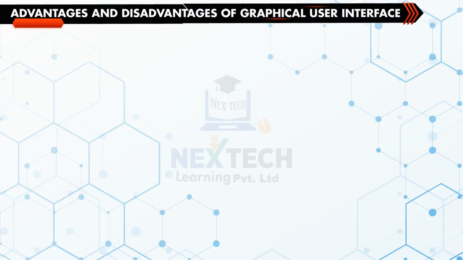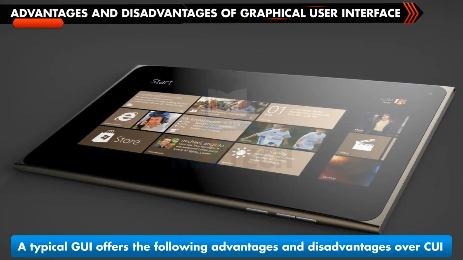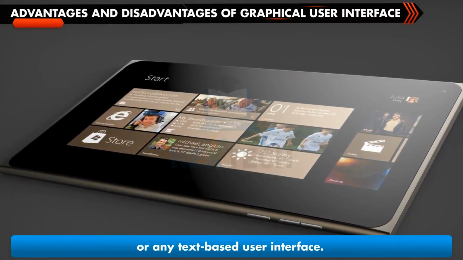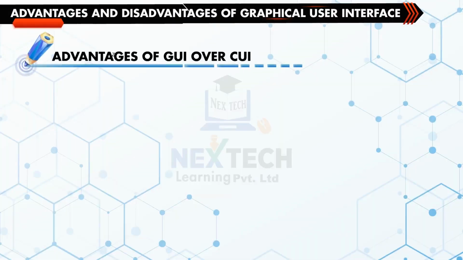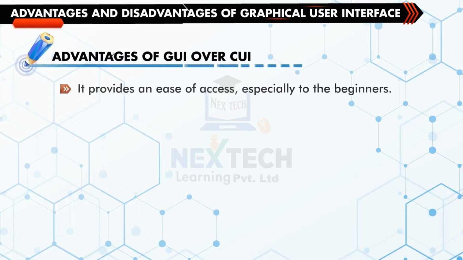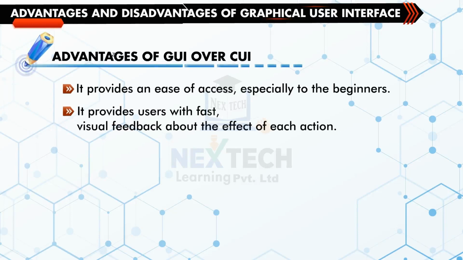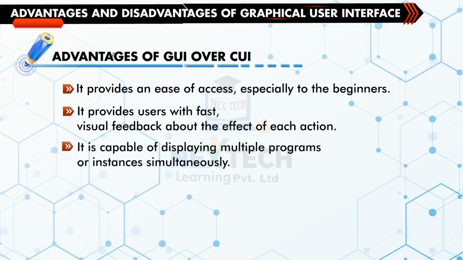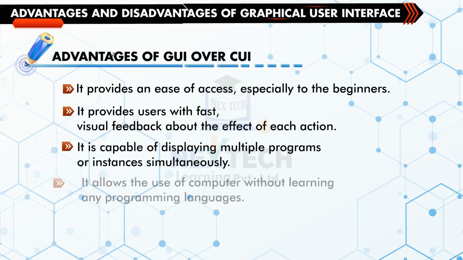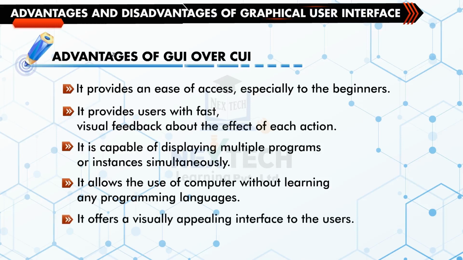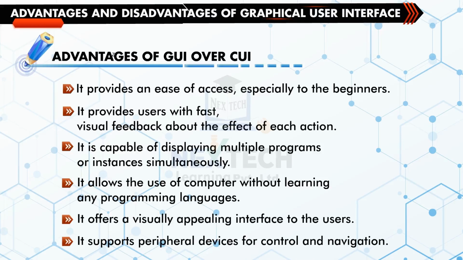Advantages and disadvantages of graphical user interface. A typical GUI offers the following advantages and disadvantages over CUI or any text-based user interface. Advantages of GUI over CUI. It provides an ease of access, especially to the beginners. It provides users with fast, visual feedback about the effect of each action. It is capable of displaying multiple programs or instances simultaneously. It allows the use of computer without learning any programming languages. It offers a visually appealing interface to the users. It supports peripheral devices for control and navigation.